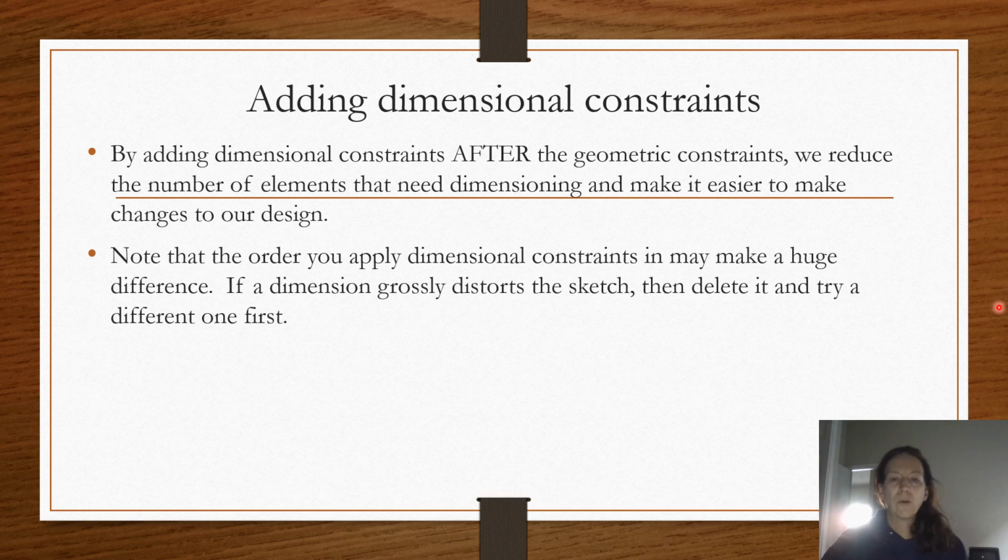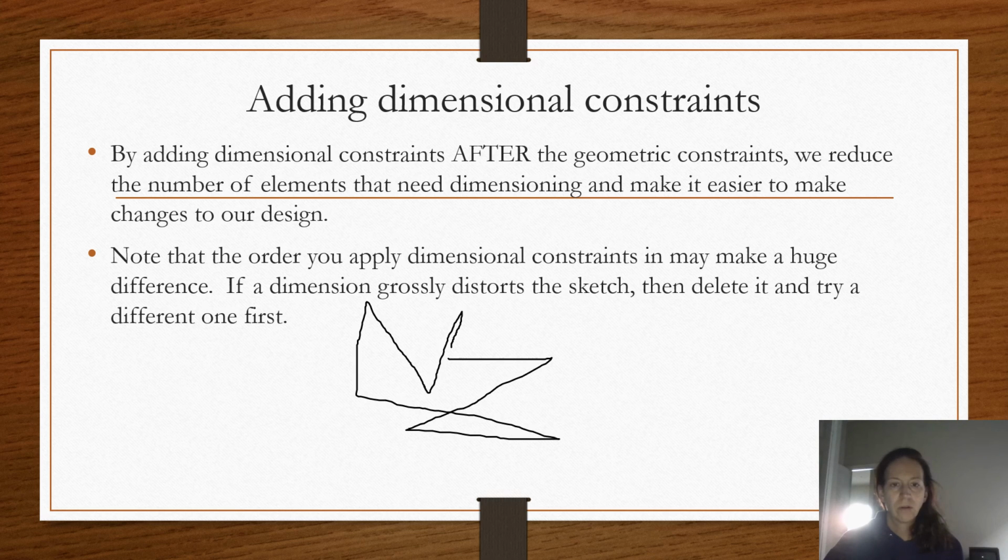Note that the order you apply dimensional constraints in may make a huge difference. If a dimension grossly distorts the sketch, then delete it and try a different one first. So sometimes you'll put a dimensional constraint on your sketch and your sketch will do this, which is not what you want. If that happens, click your undo button and get rid of that dimension.